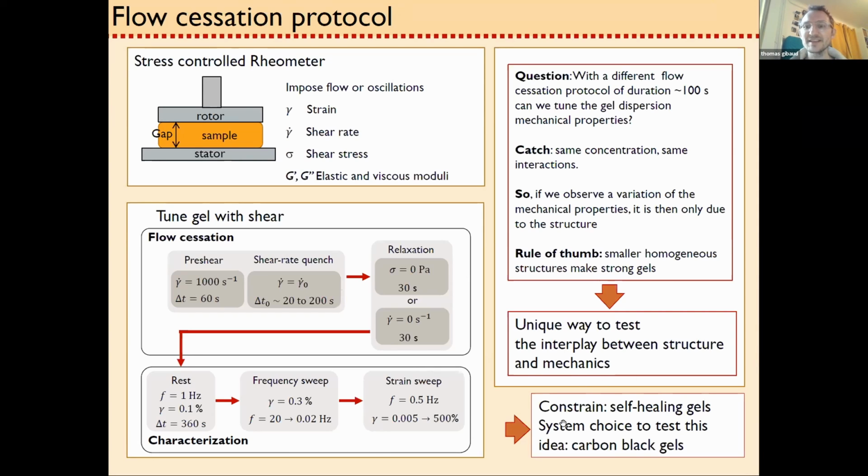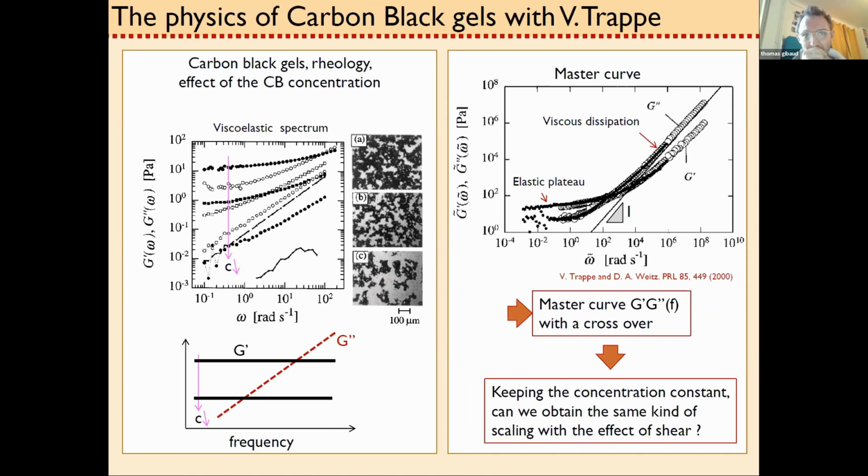So the constraint on the system is that we have to have self-healing gels, because if you take a gel that breaks and then doesn't reform, you can't use this protocol. So that's the constraint of the system. And so the system that I use is an old system. It's called carbon black gel. It was first used by the Weitz group, and especially Trappe. So that's the gel in question.